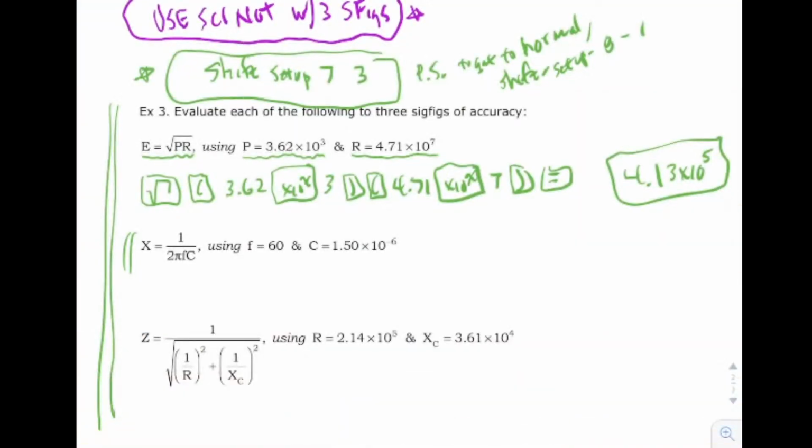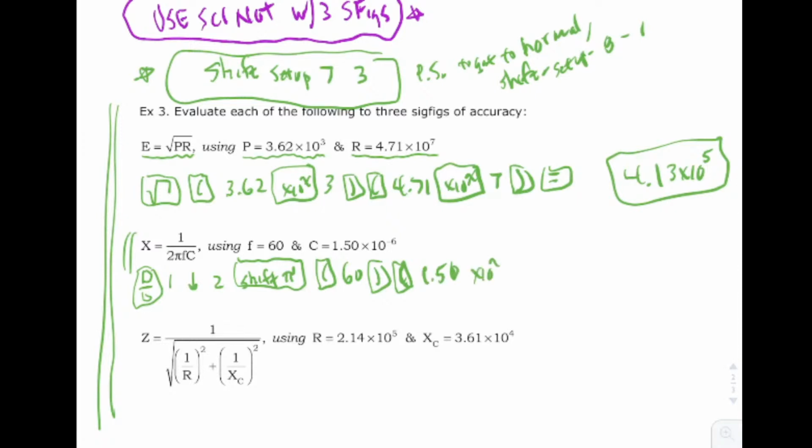What did I do here? I did a fraction button, right? I put the 1 in, then I hit the down arrow, I hit the 2, and then I used a shift to get pi. So that's really 2 buttons, but I'll write it as 1. Shift pi, and then I had to open up parentheses to keep multiplying things. I put the 60 in, I closed it, I opened it. That's the parentheses I'm opening. I put in the 1.50. I used the times 10 to the x button.